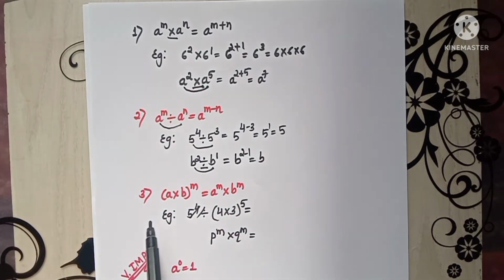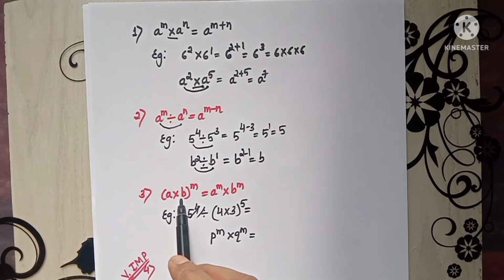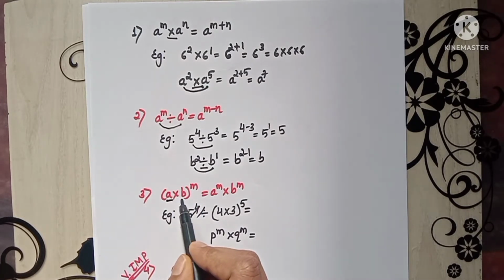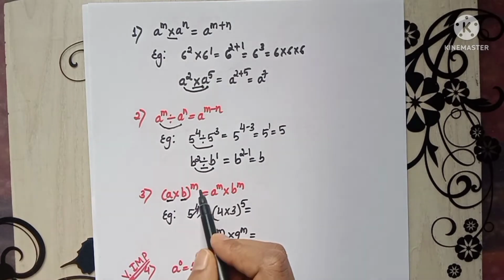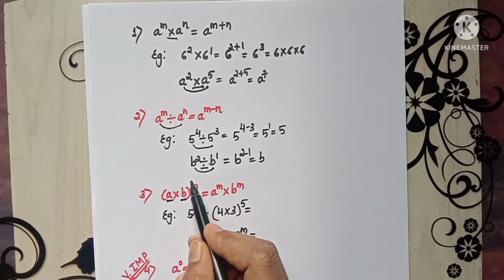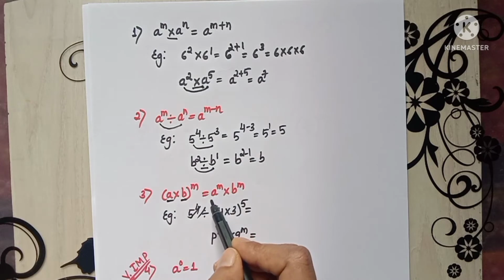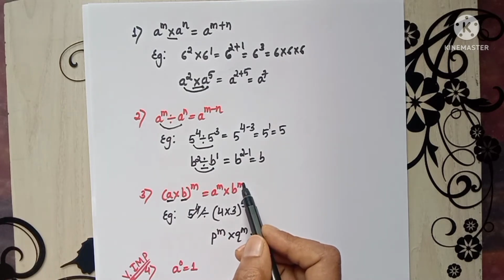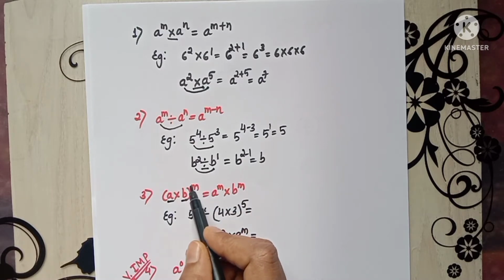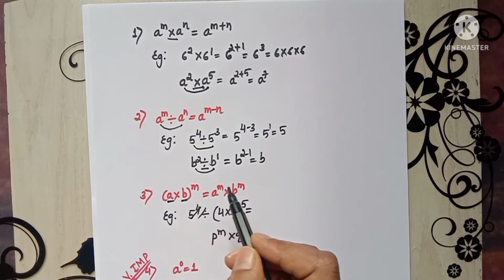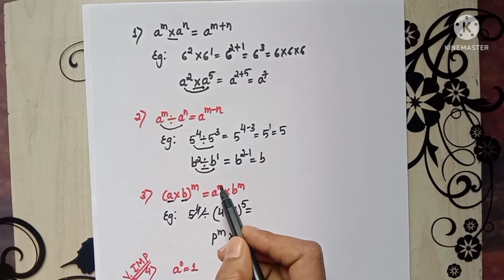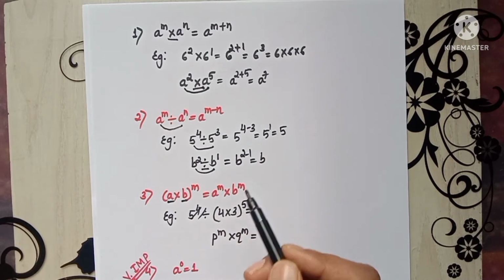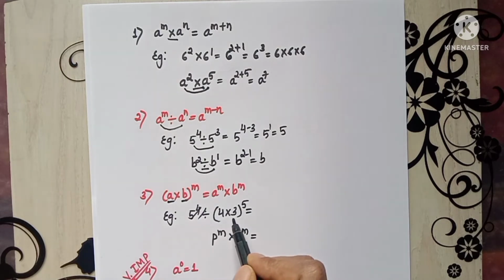Third one, we have a into b, the whole power m. Here, the bases are different, but the power is same. So this will be a to the power m into b to the power m. Why? Because the power is same, therefore we will have a to the power m into b to the power m. Let us take an example.